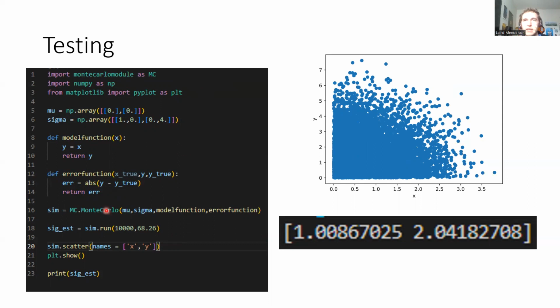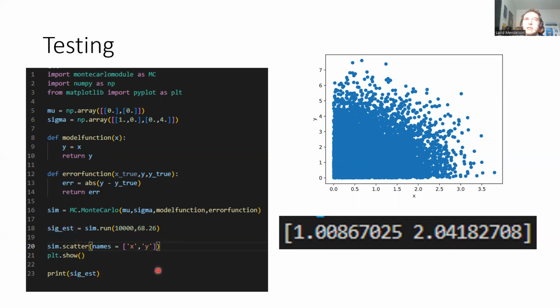And so what we're going to do is initialize that Monte Carlo object as our sim variable, and then run it 10,000 times. And we're going to look at the 68.26th percentile. The reason we're looking at that percentile is that in the normal distribution, that percentile corresponds to 1 standard deviation. And so the error that we get out should be equal to the standard deviation that we put in, and that'll be stored as sig est, and it'll get printed out down here.